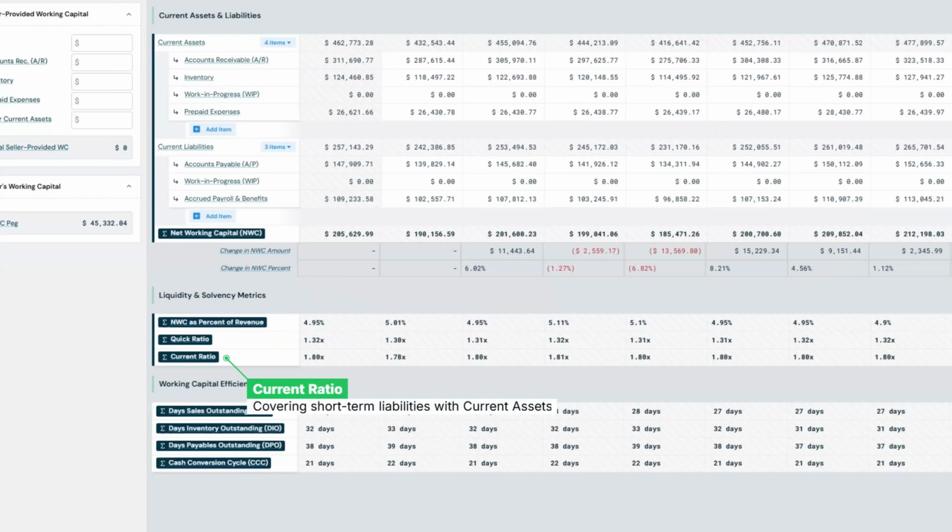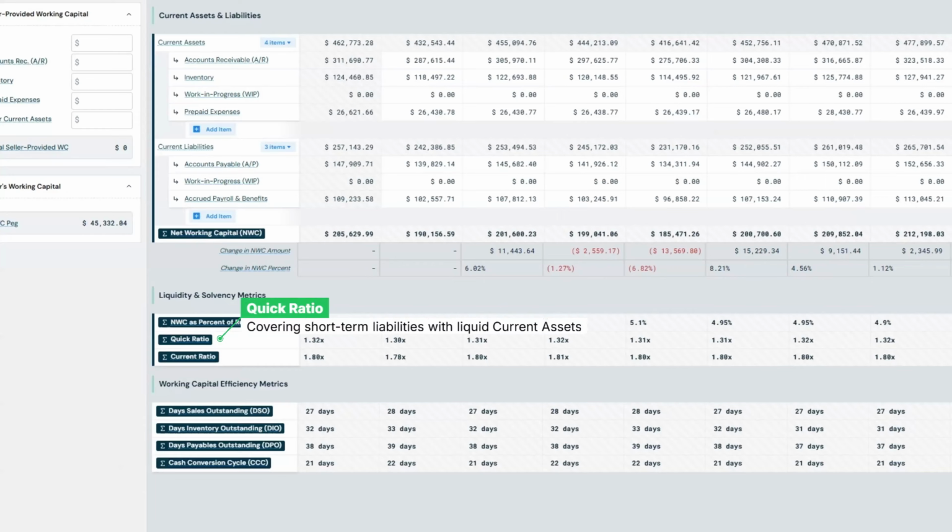Current ratio measures how well the business can cover its short-term liabilities using its current assets. A ratio above 1.0 typically means the company has enough liquidity to meet upcoming obligations without issues, though the ideal range will vary depending on the industry. The quick ratio is a more conservative version of that same concept. It excludes less liquid items, like inventory, giving you a clearer sense of how quickly the company could cover its bills using only its most liquid assets, such as accounts receivable.